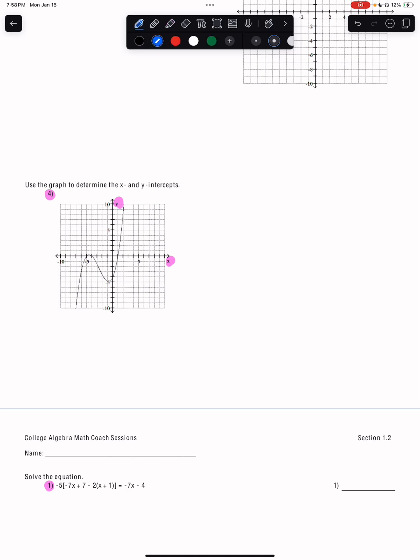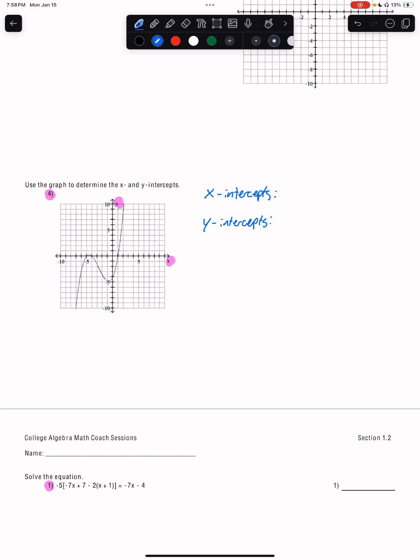Just to keep our work nice and organized, I'll write right here x intercepts, y intercepts. I'll just draw whatever they are right next to them.